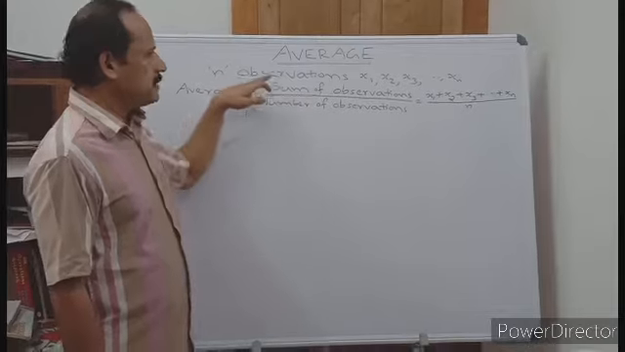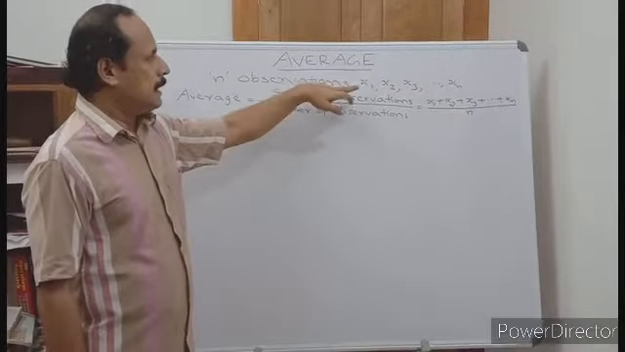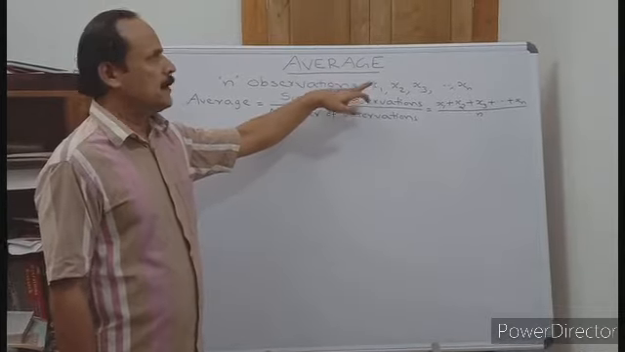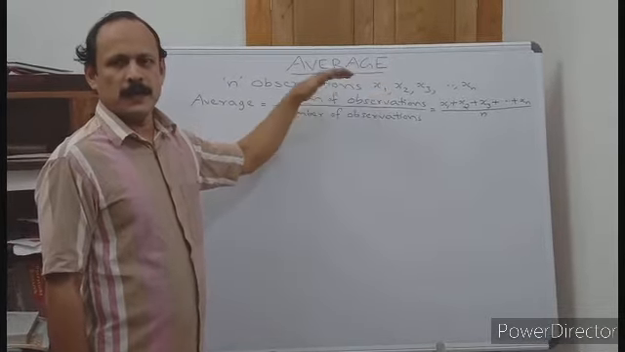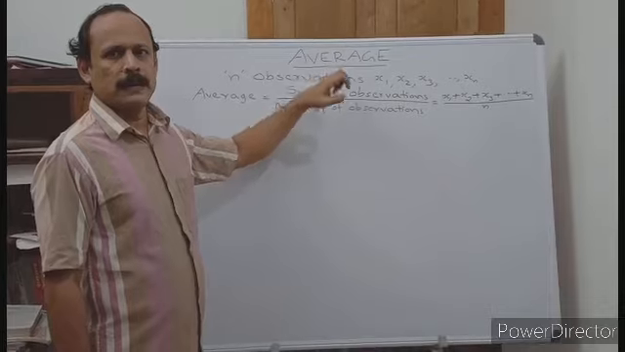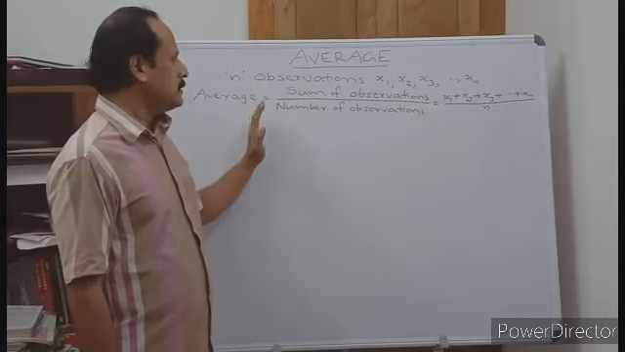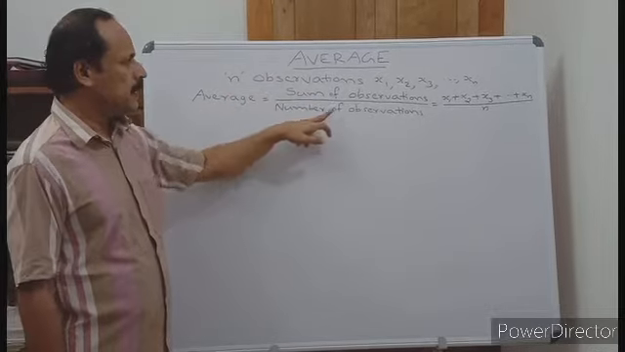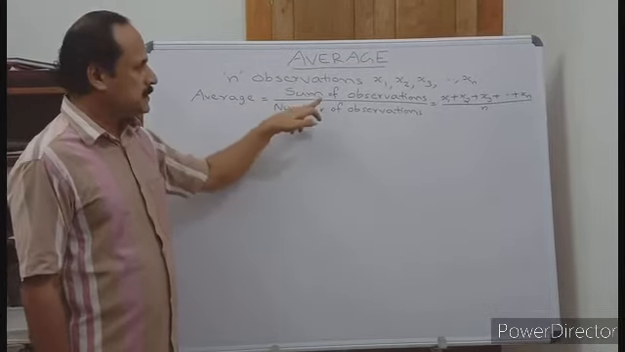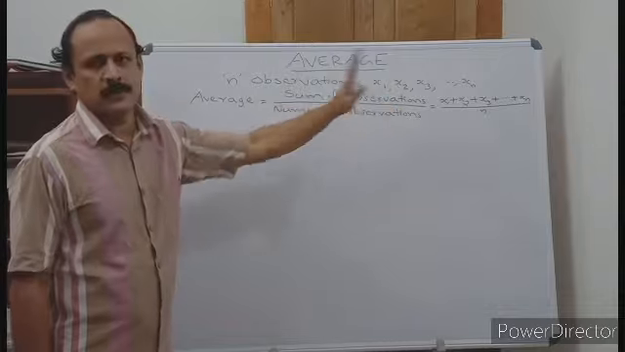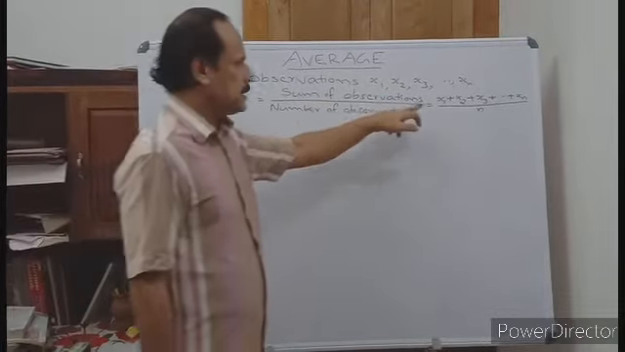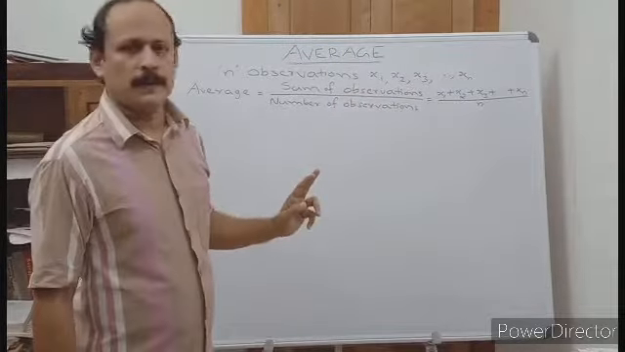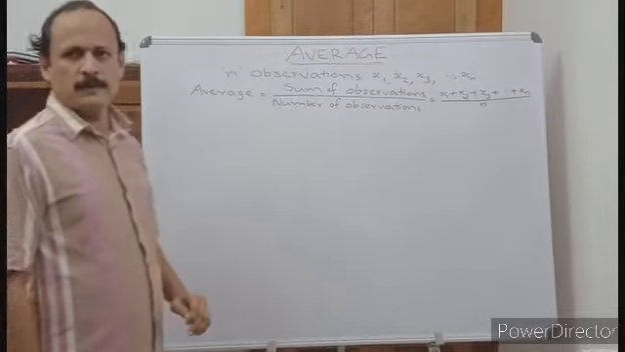And here observations may be mass or age or income or any quantity, and average equals sum of observations by number of observations. You simply add the values of all the observations, that is x1, x2, x3, etc. xn, then divide by the total number of observations.